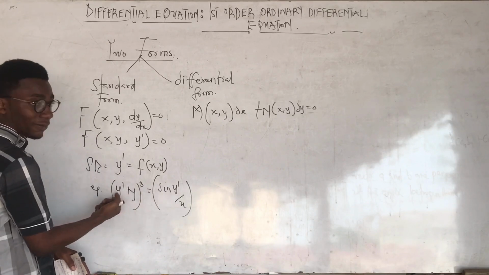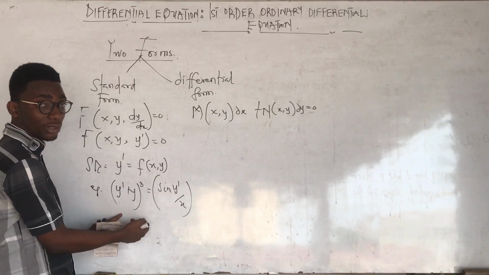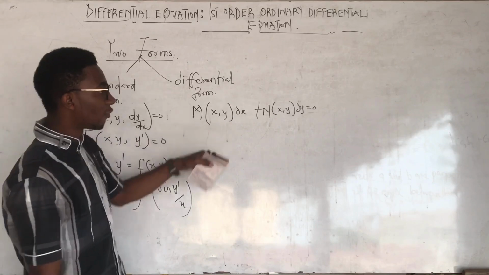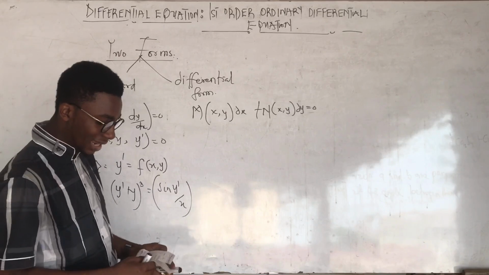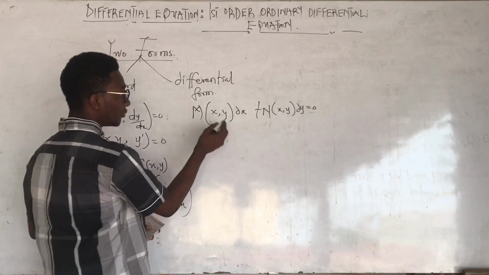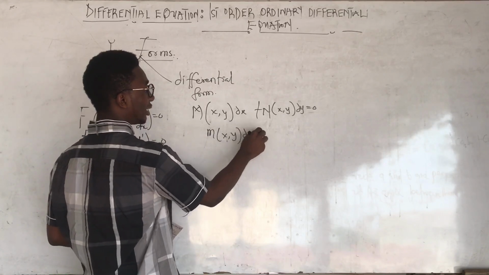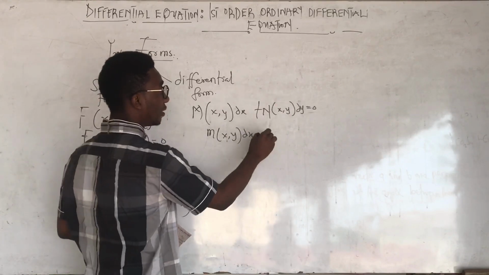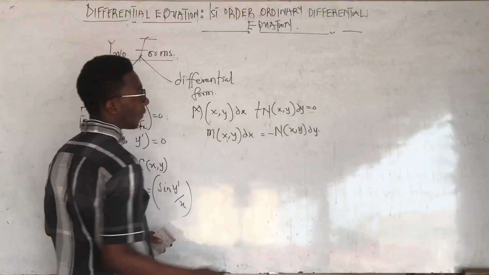When you make dy/dx the subject, then you solve the equation. That's the first order. Now, here too, our focus is to find dy/dx. But how do we do it? We just have to find a way to make dy/dx the subject of the equation. We can say M(x, y) dx is then equal to negative N(x, y) dy.